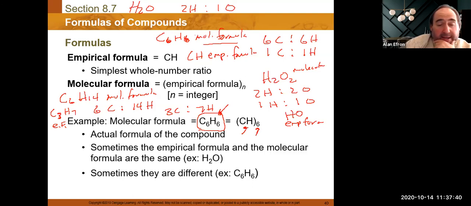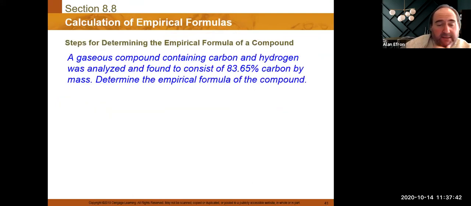So let's talk about how you actually go about calculating an empirical formula. There are certain steps to calculate an empirical formula. Here are the basic steps. A lot of times you are given the percent composition by mass, so you want to convert that percent into grams for each element. Second, you want to take those grams and convert them to moles, using the molar mass like we've been doing.